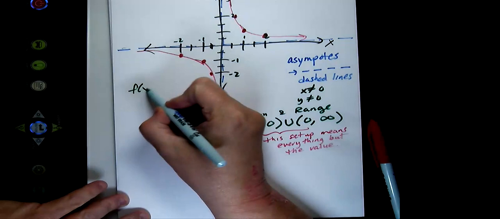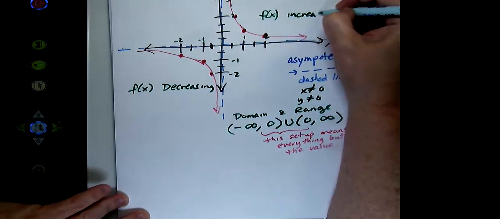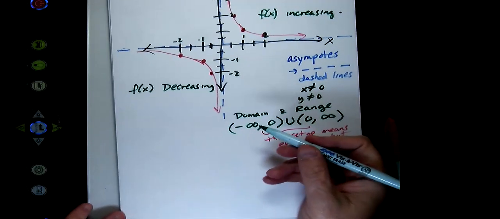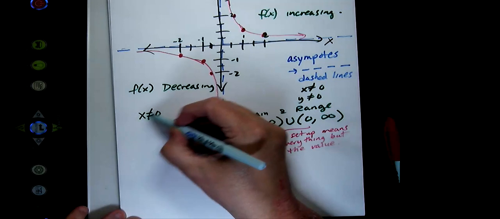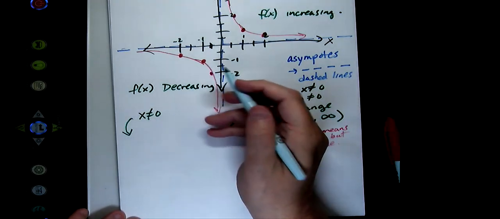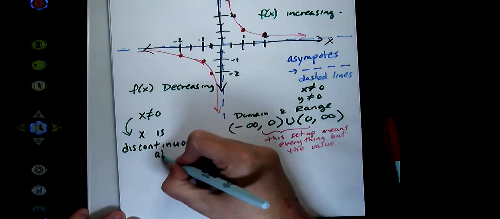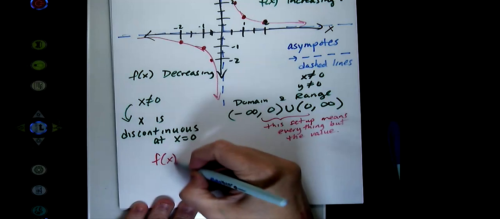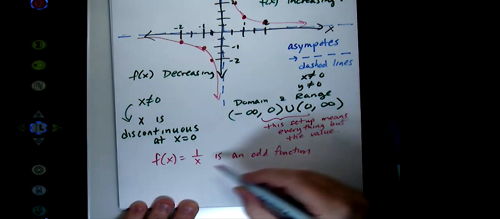And it looks like f of x is decreasing on this side, and it's increasing over here. This function is what they say when x cannot equal zero. The words they like to use for it in math, so get used to this if you want to be a math major: x is discontinuous at x equals zero, which means it does not make a continuous line. And finally, our reciprocal function, f of x equals 1 over x, is an odd function, which means it's symmetric with respect to the origin.